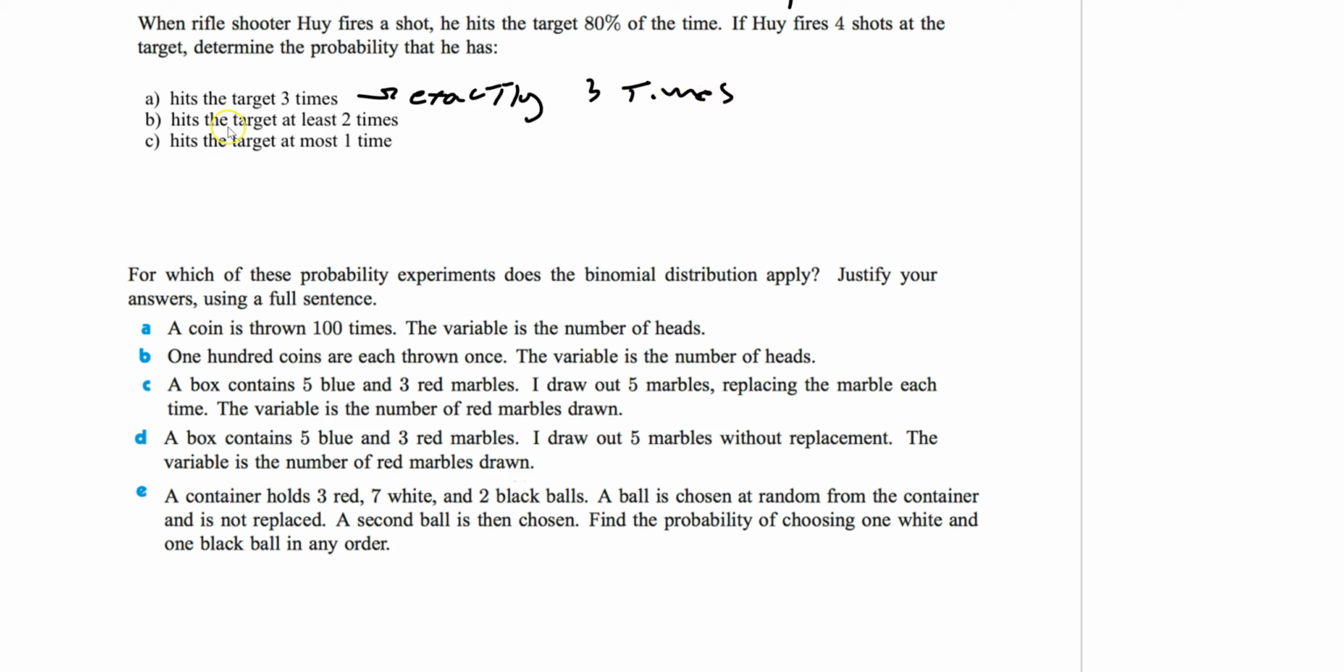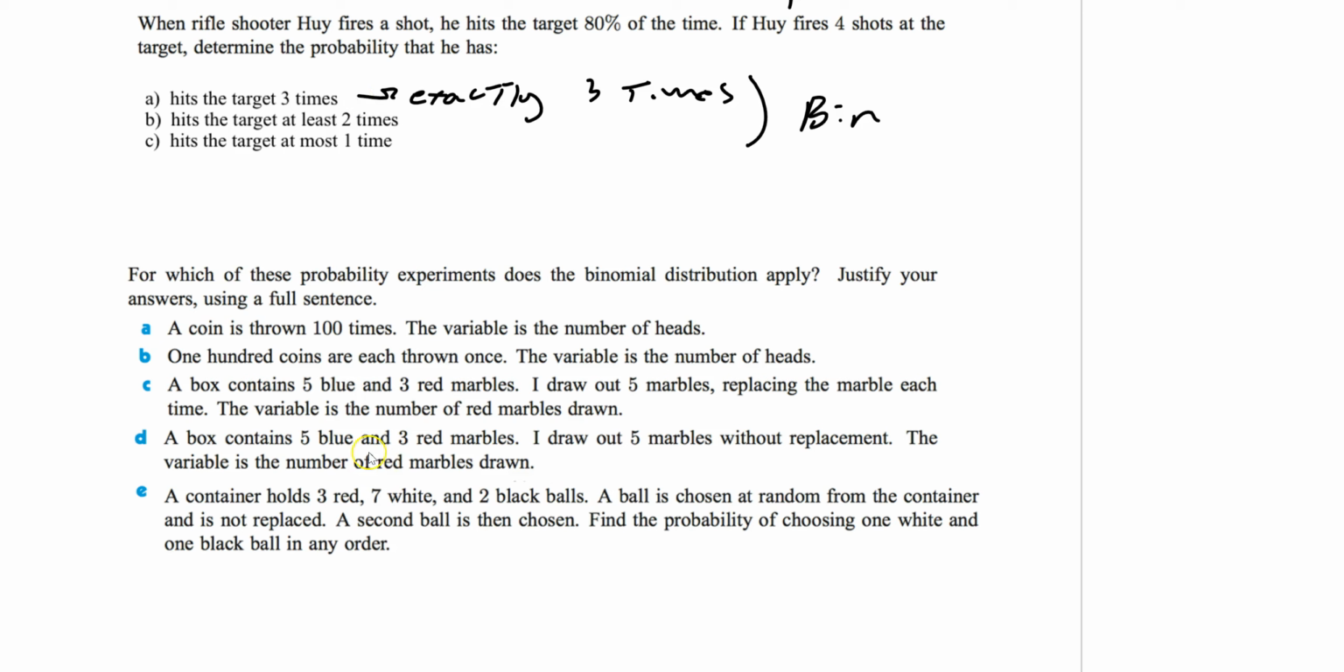Another dead giveaway is hits at least 2 targets, or at most one, or he hits the target at most 1 time. These are all binomial type problems. He either hits the target or he doesn't hit the target. If you see stuff like this, it's talking about a binomial distribution. That means we're going to use the binomial distribution formula, which I'll show you in a bit.